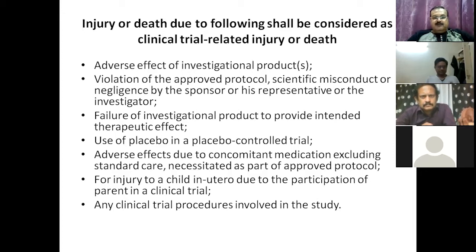Failure of the investigational product to provide intended therapeutic relief. So if you are claiming that drug A cures disease B, and if it does not cure it and the patient dies, then you have to compensate the patient.